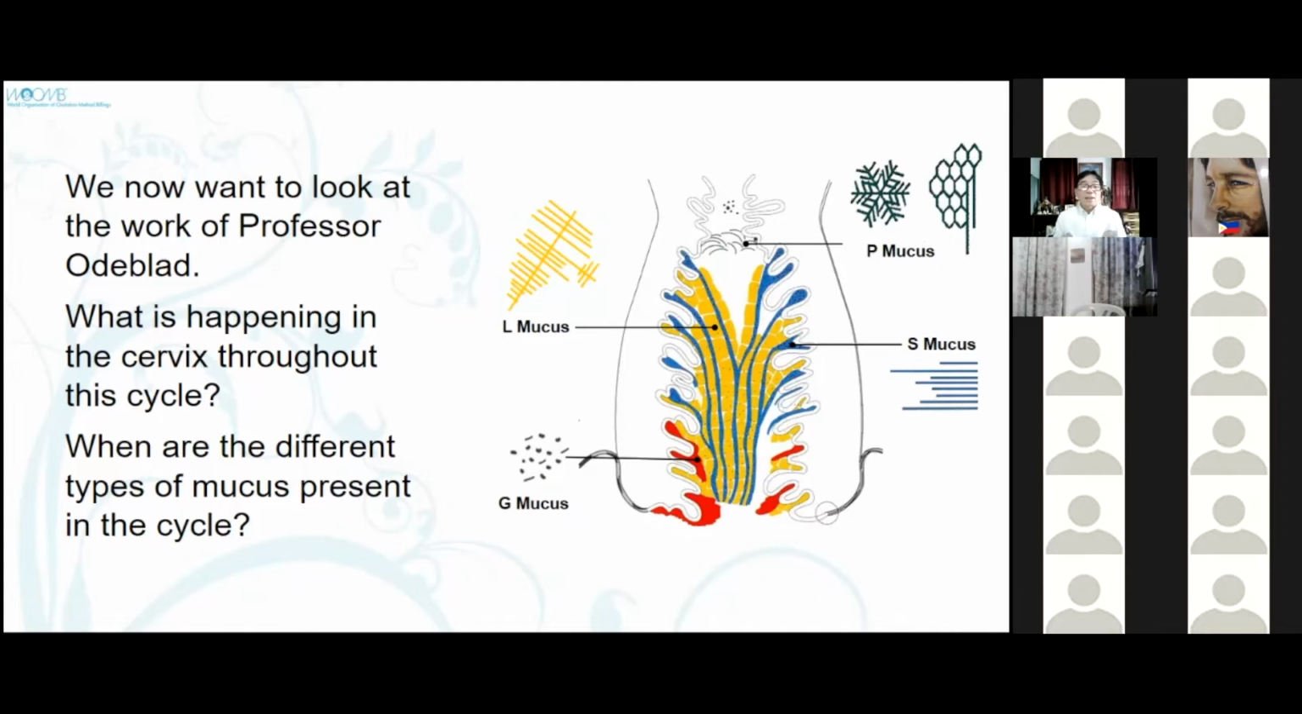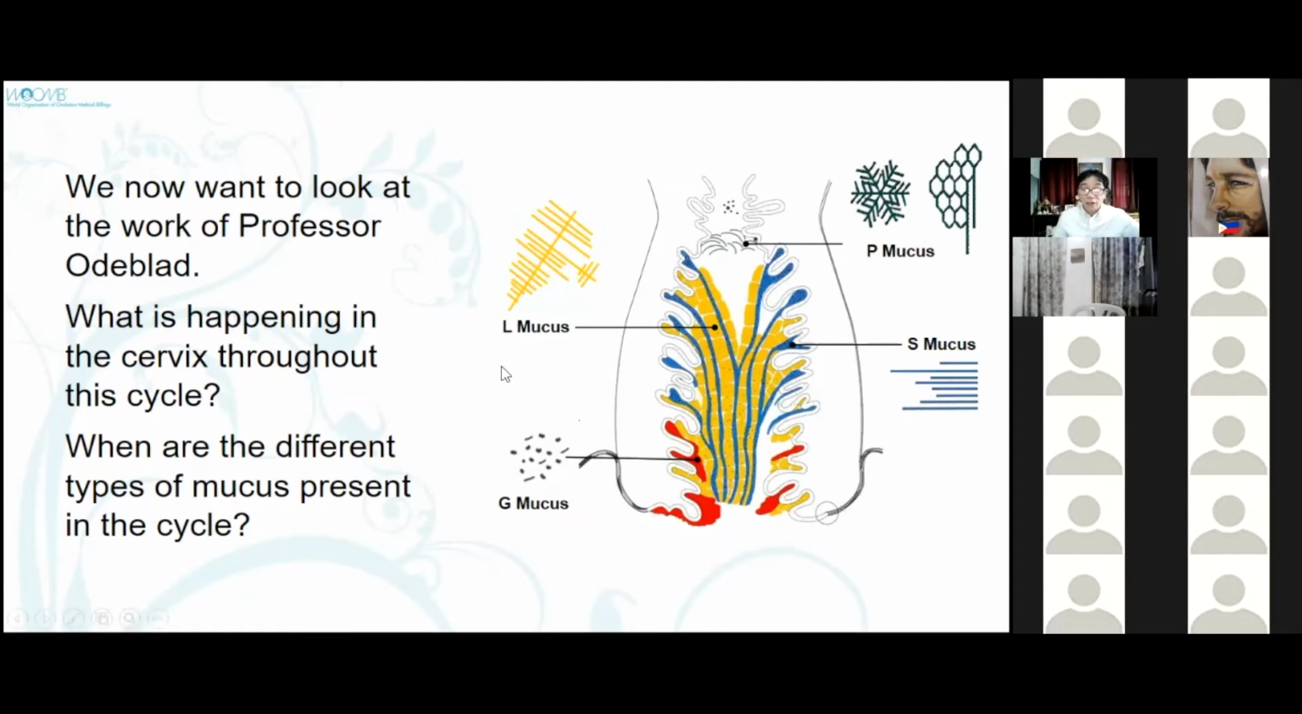What is happening in the cervix throughout this cycle? When will the different types of mucus be present in the cycle? You know the 4 types of mucus. The G mucus, the one closing the cervix. The L mucus is the one identifying weak and abnormal sperm. The slippery mucus is the one for nourishment, no? And the P mucus is the one located on the top portion of the cervix.